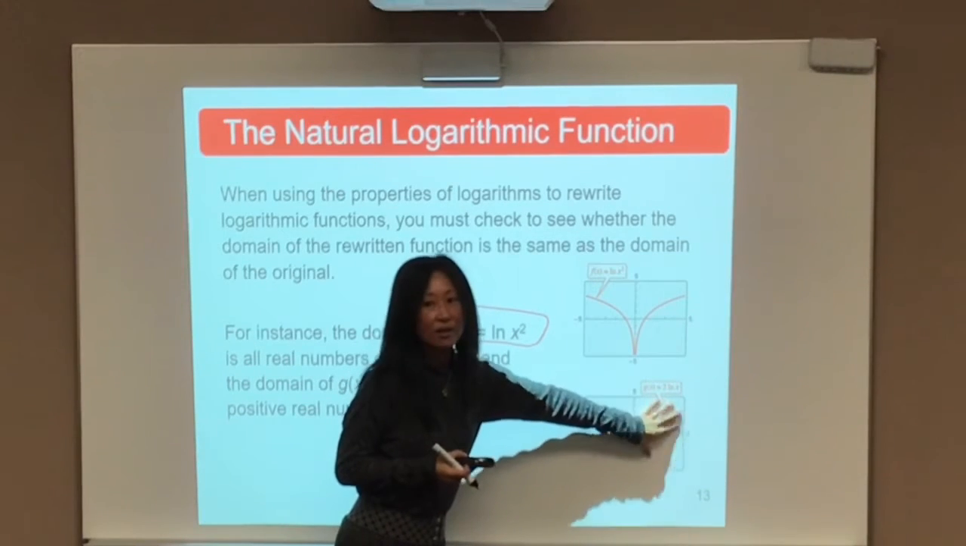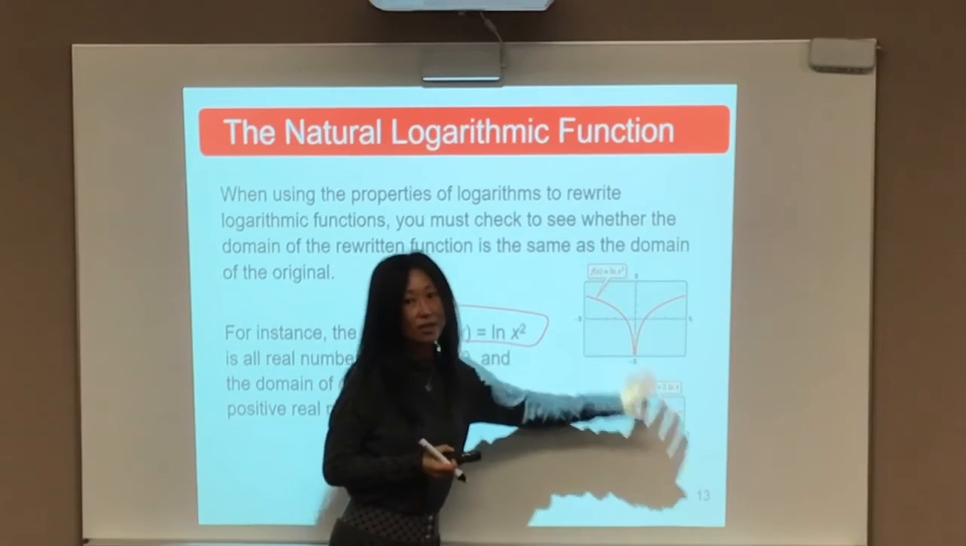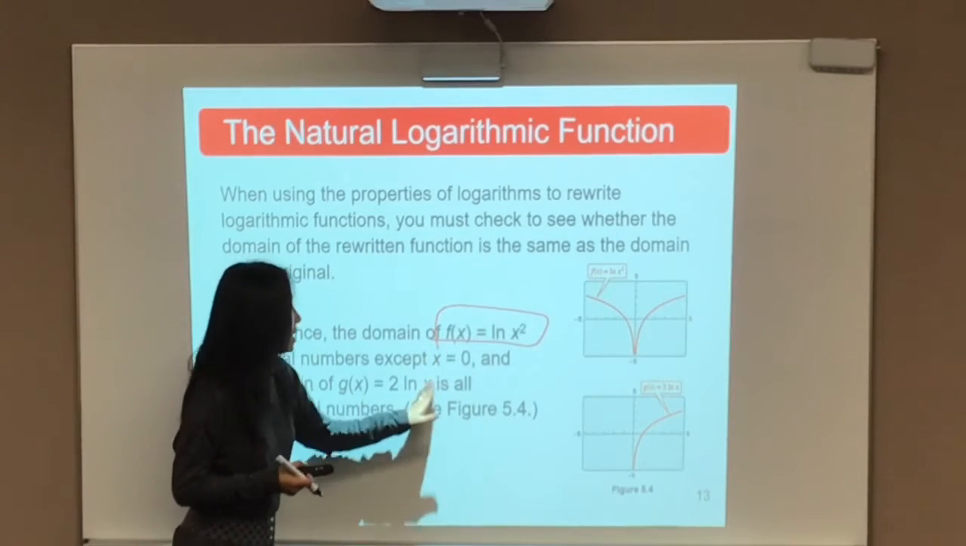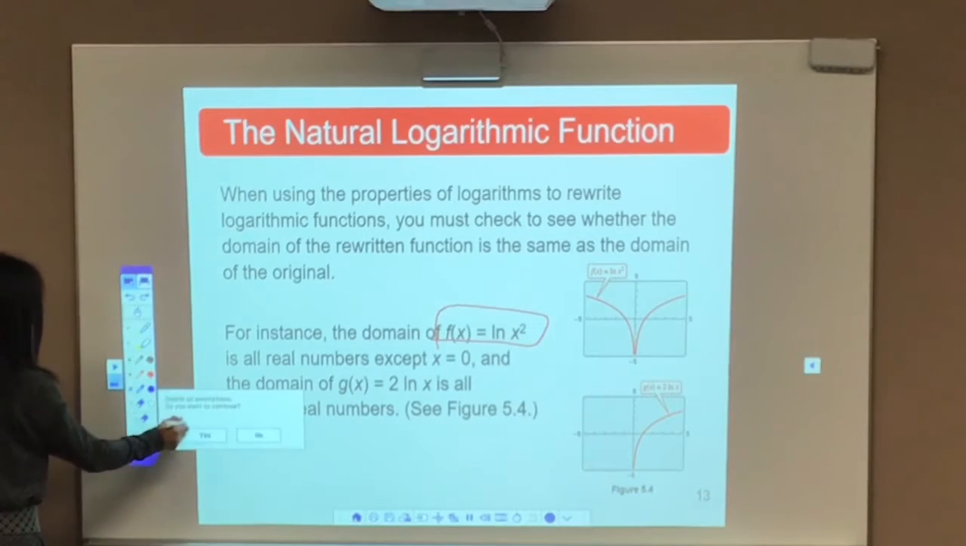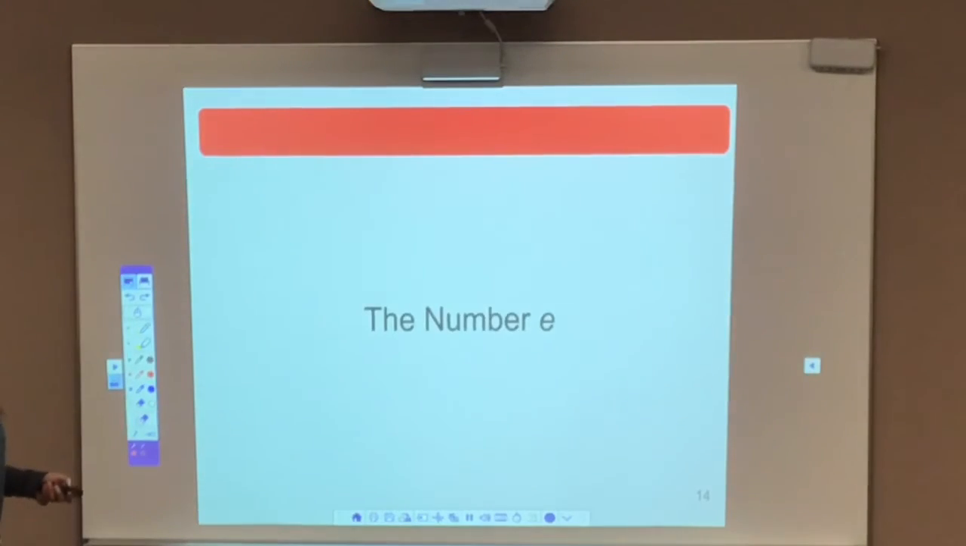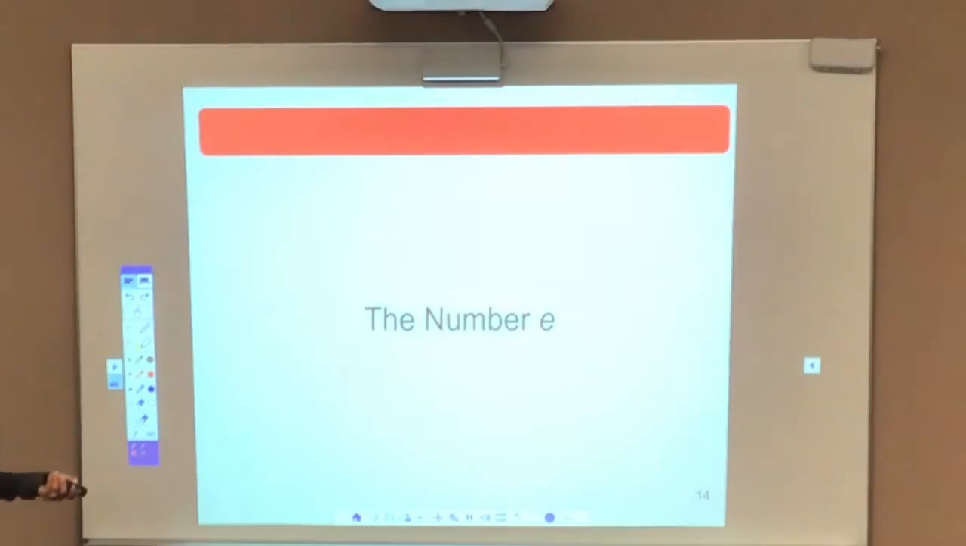Only have a what? Positive side only. Your negative side will disappear because you only become an x, not x squared. They are different pictures. So domain has to be given. All right, the number e, the irrational number e.